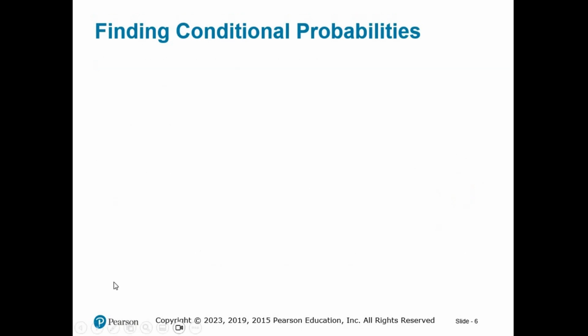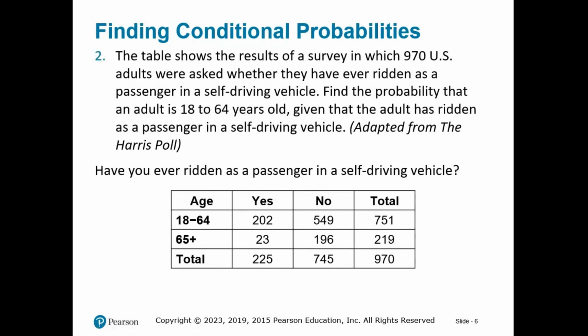Okay, here's another example. The table shows the results of a survey in which 970 U.S. adults were asked whether they have ever ridden as a passenger in a self-driving vehicle. Find the probability that an adult is 18 to 64 years old, given that the adult has ridden as a passenger in a self-driving vehicle.